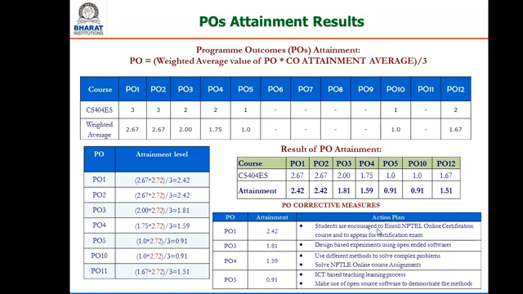We have to encourage students to enroll for the NPTEL online certification courses and to appear for the certification exam. Then PO3: design based experiments using some open free software. Like every PO, wherever we got less attainment value, we have to provide corrective measures.